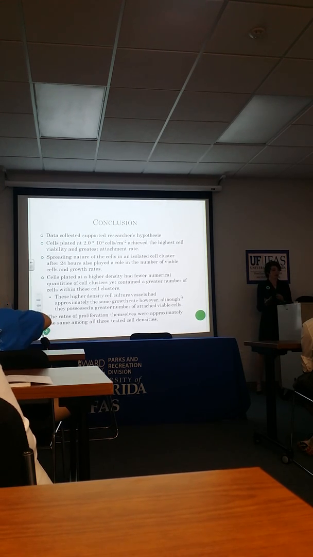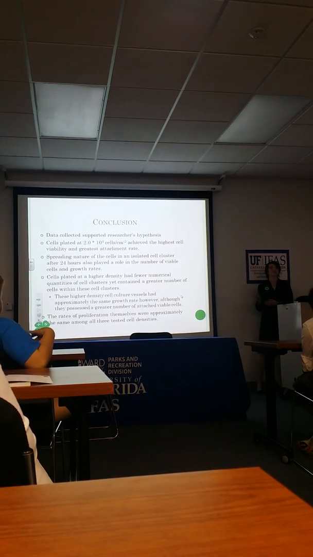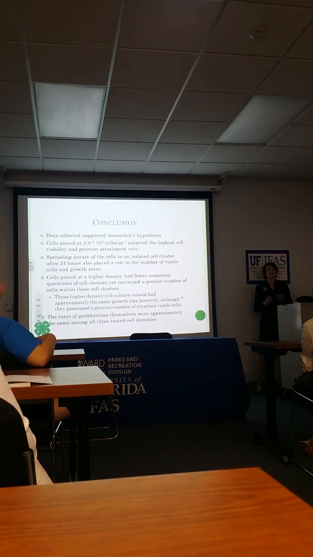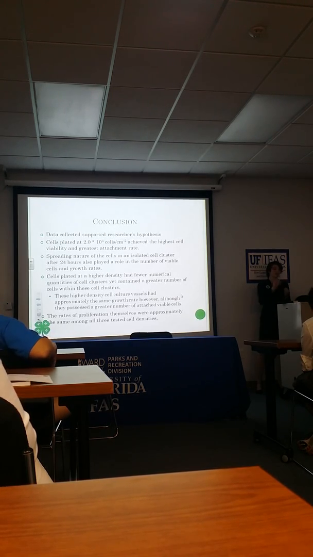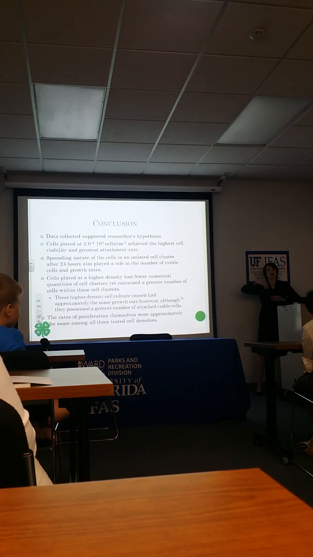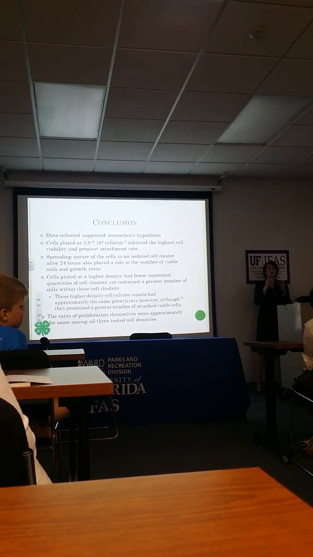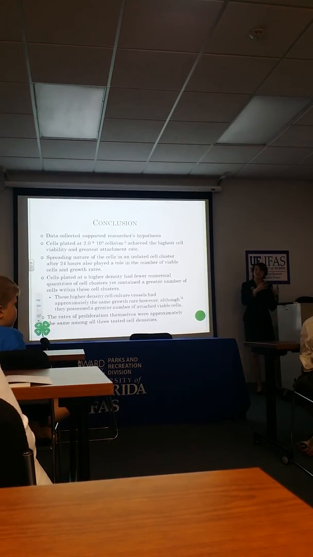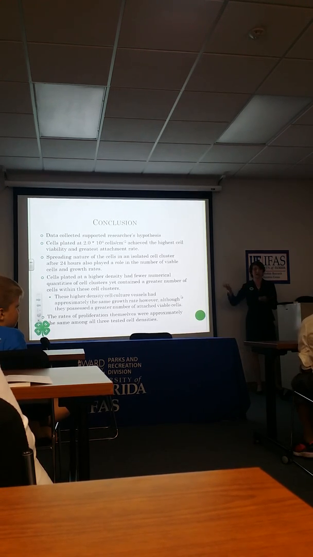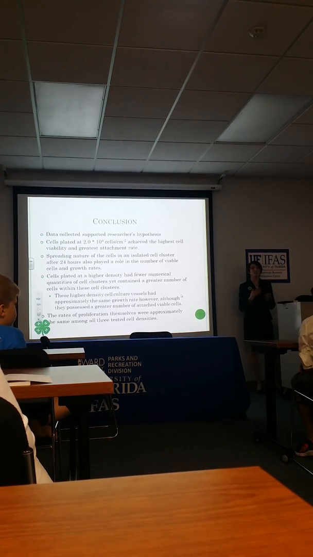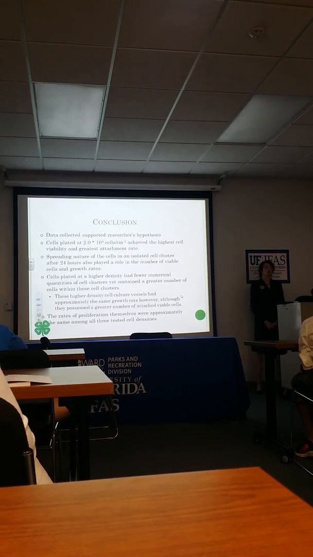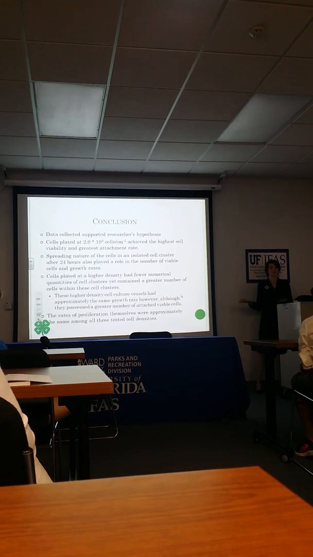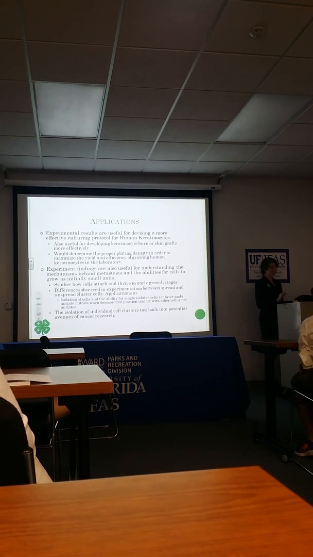I also figured out that cells plated at higher density had fewer numerical quantities of clusters, yet had a greater number of cells in each cluster. So the cells that were at higher densities didn't have as many clusters themselves, but the clusters that they did have had many more cells in each of them than the cells that I plated at lower densities. And the rates of proliferation, meaning how the cells spread within the culture flasks, were about the same amongst all 3 cell densities that I tested.